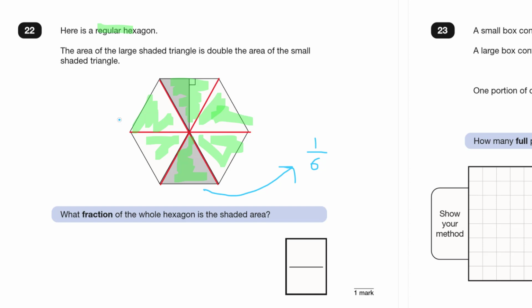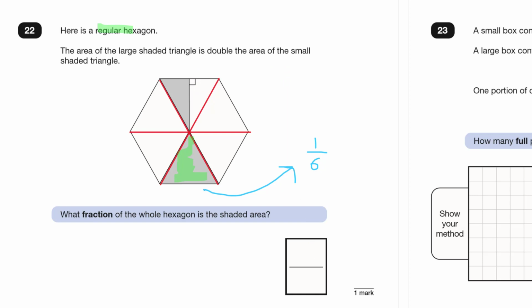If I was to divide my whole hexagon up, I can divide it into 6 equal sections because it's a hexagon. It's got 6 sides and it's regular, so I know that each section is the same. Now, what is the area of this one up top? Because this one up top is not the whole triangle, it's half of the triangle. So we need to think about what half of a 6th is.